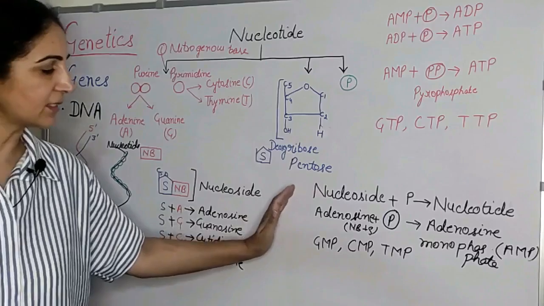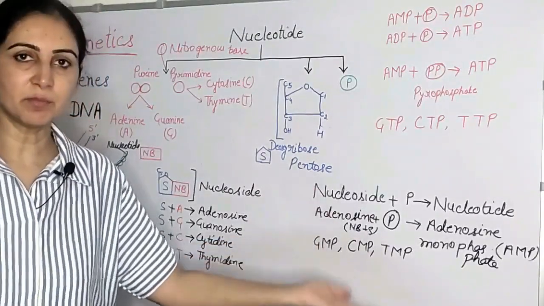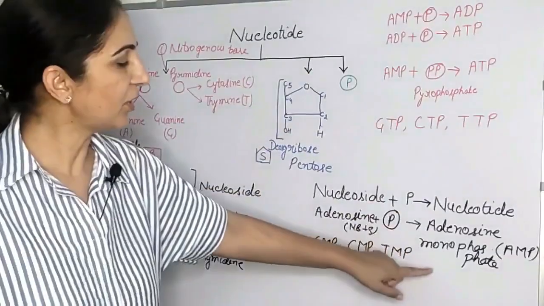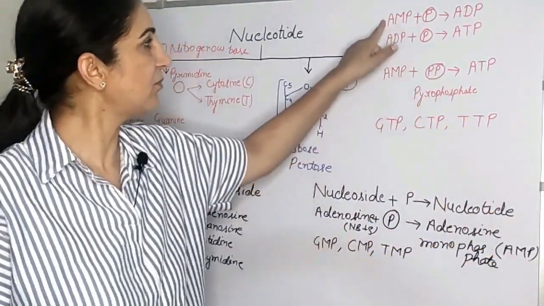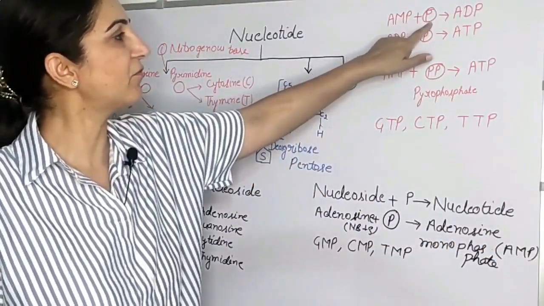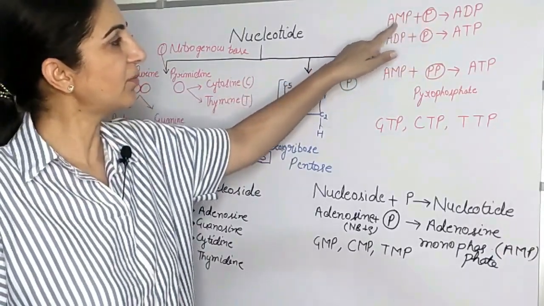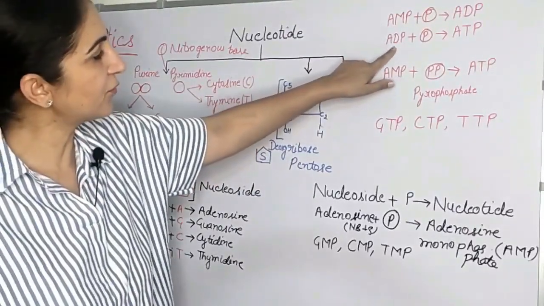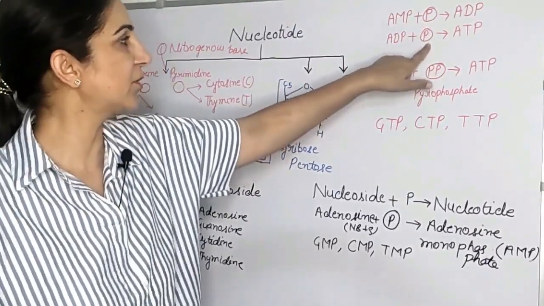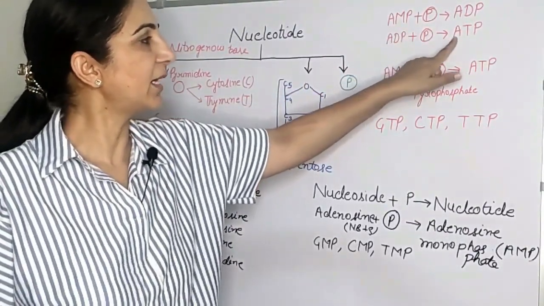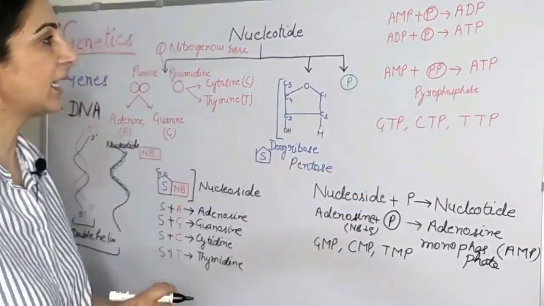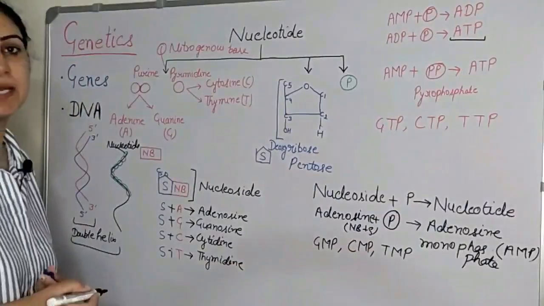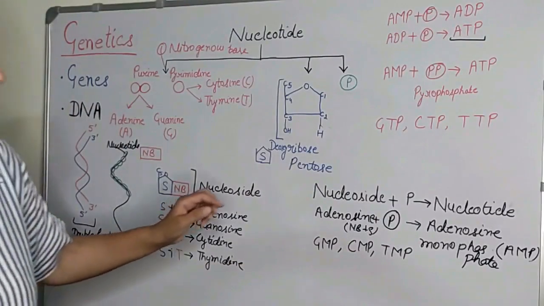Now suppose we attach one more phosphate to these nucleotides. Now we have got AMP, or adenosine monophosphate, and we have added one more phosphate group. So it becomes adenosine diphosphate. Adenosine diphosphate plus one more phosphate group, then we will have adenosine triphosphate, or ATP. This ATP is the energy currency of the cell.